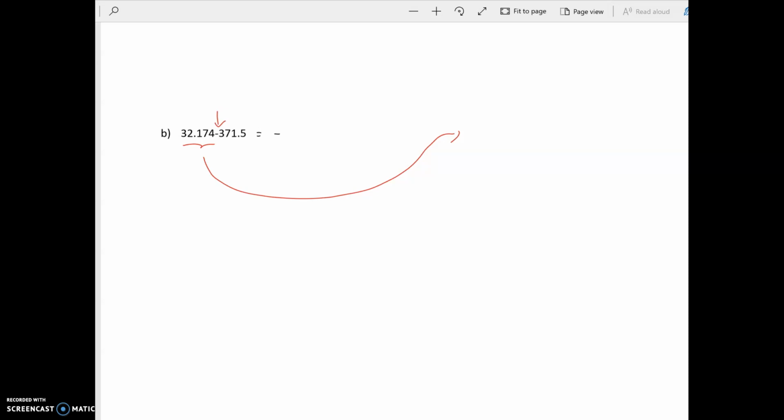But as you align the vertical form, it's just easier to rewrite it with the maximum number on the top. So in this case, 371.5. And then you're going to be subtracting the 32. Wait, this is a 7. Let me just rewrite it better. 371.5. And then we're subtracting the 32.174. And just for placeholders, I'm going to put the zeros. And this way, we don't accidentally subtract values that don't actually belong.